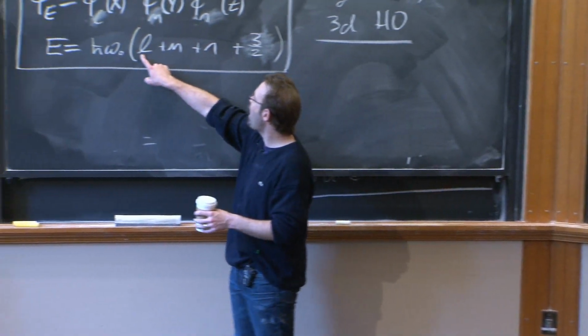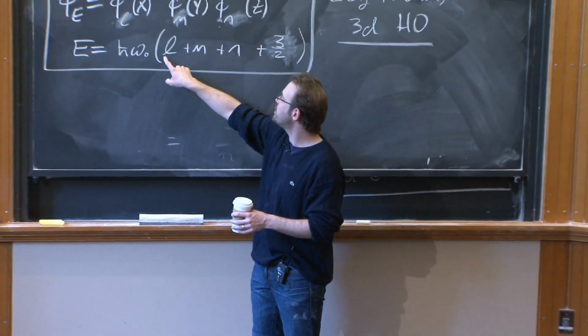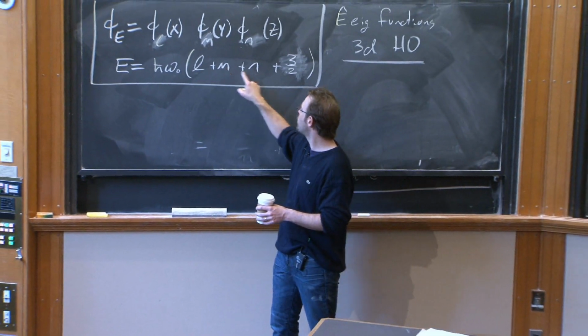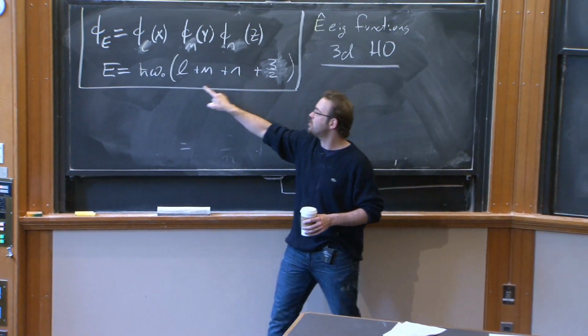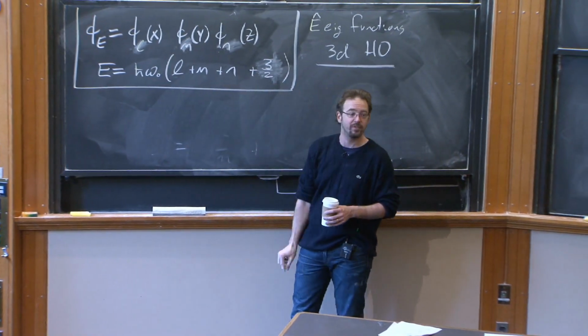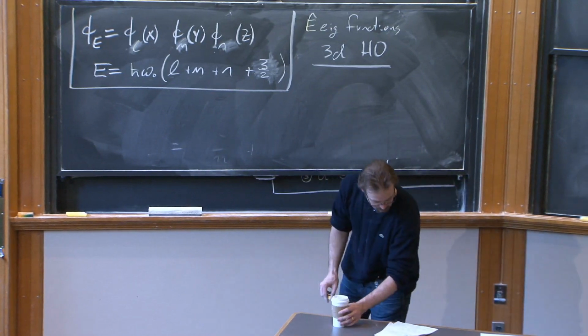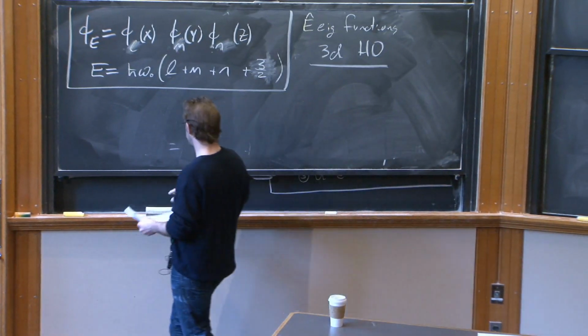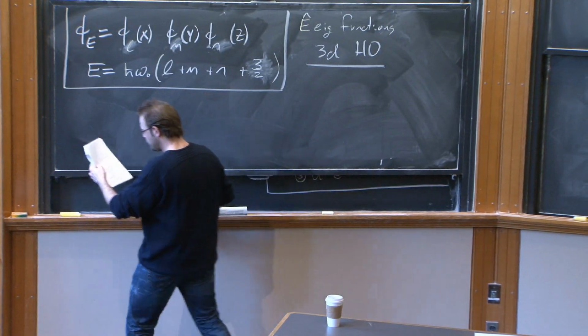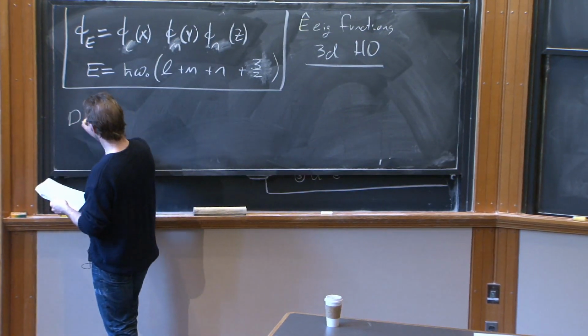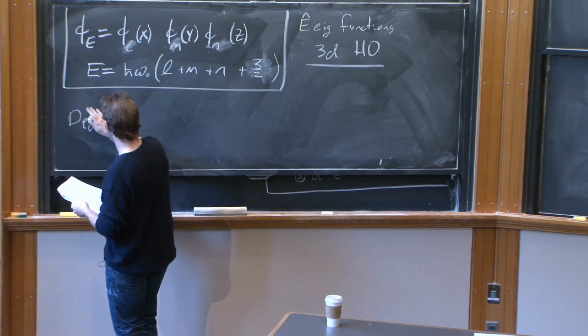So for example, if I call this 1, 0, 0, or if I call this 0, 1, 0, or 0, 0, 1, those all have the same energy. They have the energy h bar omega naught times 1 plus 3/2, or 5/2. So let's look at this in a little more detail. Let's write a list of the degeneracies as a function of the energy.